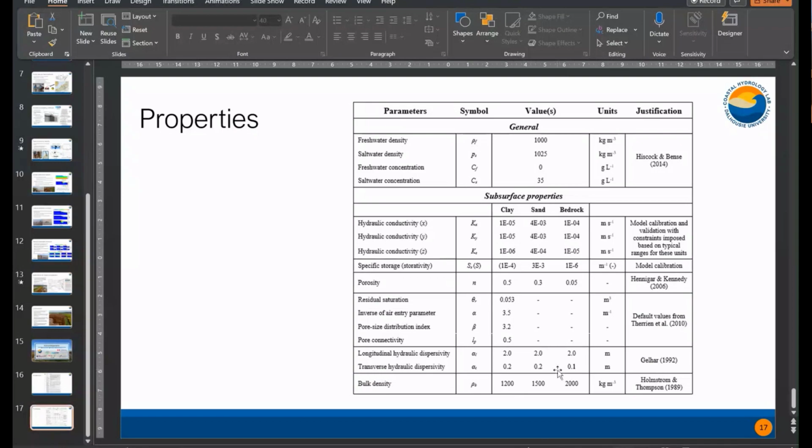So they're shown here in this table. I'm not sure if you can see, but for the clay and the sand layers, which were the top two, I used 2 meters for the longitudinal and 0.2 for the transverse.